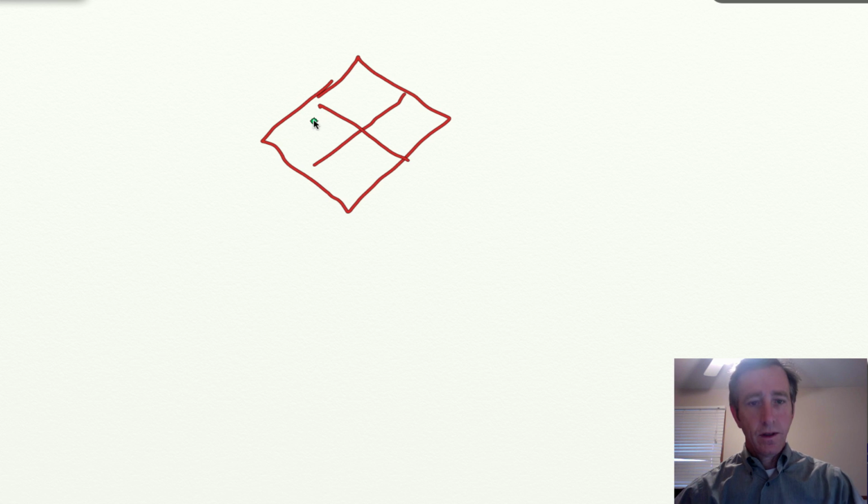Okay, let's do another one. Two numbers, negative 3 and 8. Multiply them together, we get negative 24. Add them together, and we get 5.